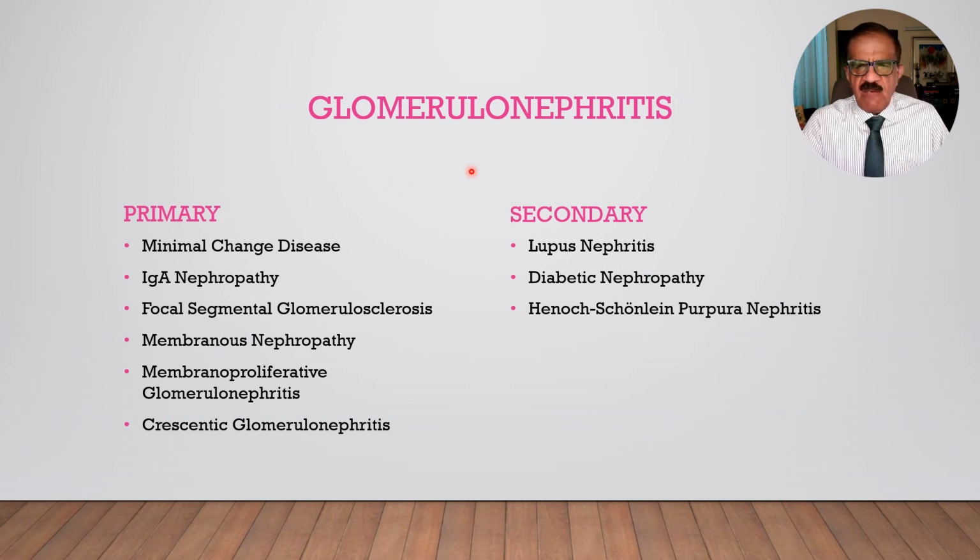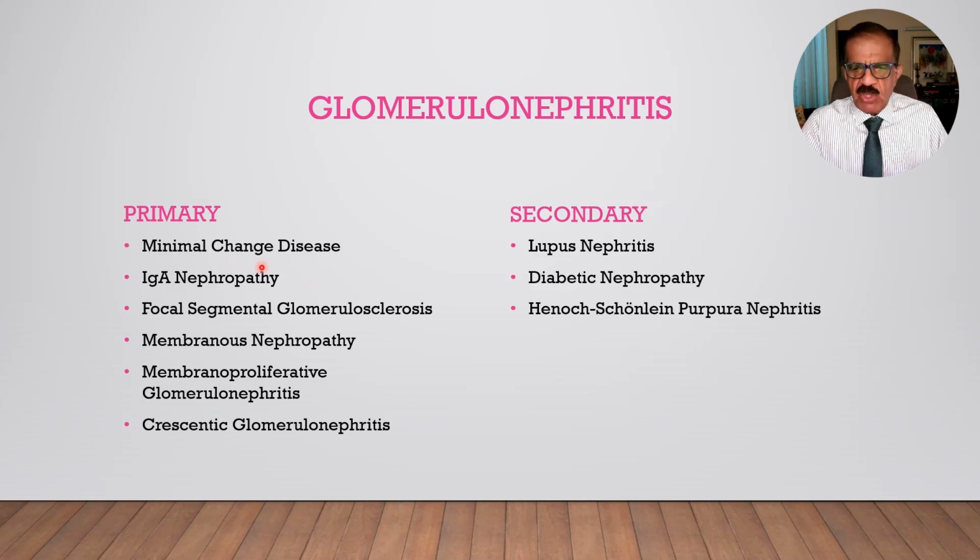Glomerulonephritis is a very broad group of disorders. Now I will of course very briefly touch upon them. There could be primary diseases. That means the primary insult is with the kidneys, so the disease directly affects the kidney.